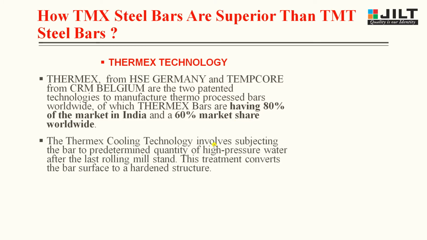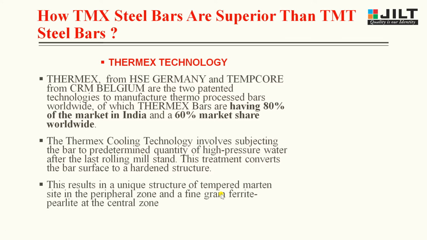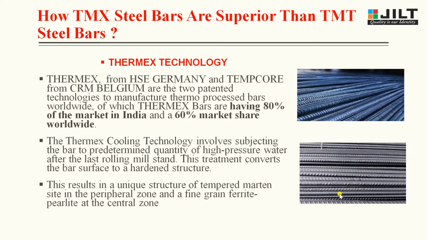So the Thermax cooling technology involves subjecting the bar to predetermined quantity of high pressure water after the last rolling mill stand. This treatment converts the bar surface to a hardened structure. This results in a unique structure of tempered martensite in the peripheral zone and a fine grained ferrite perlite at the central zone. So these few are the images showing about the TMT or TMX bars.